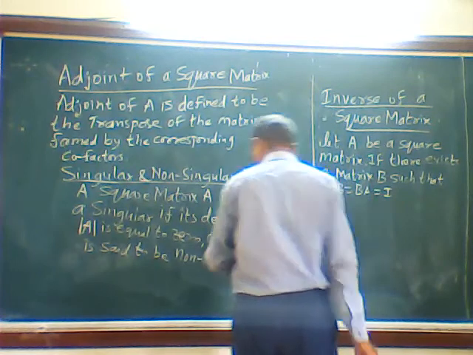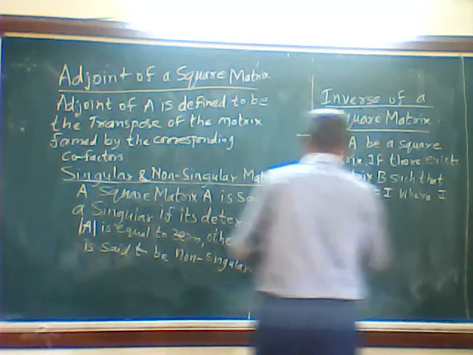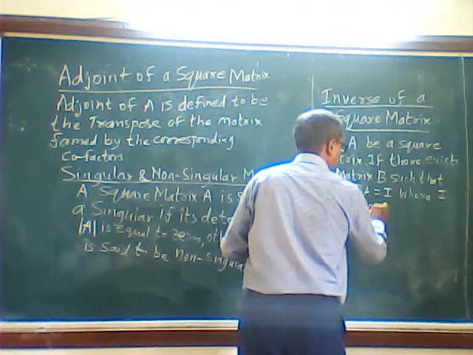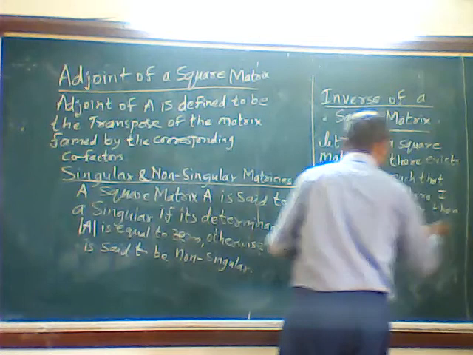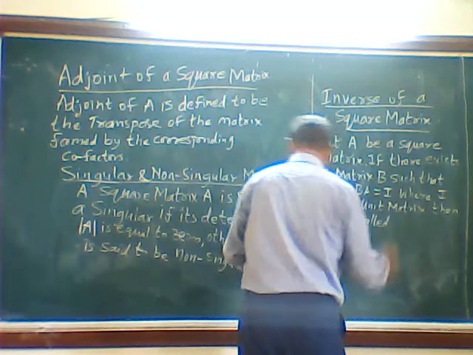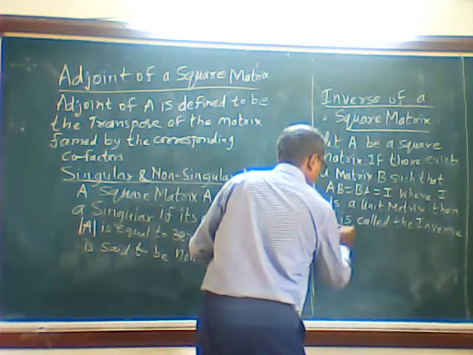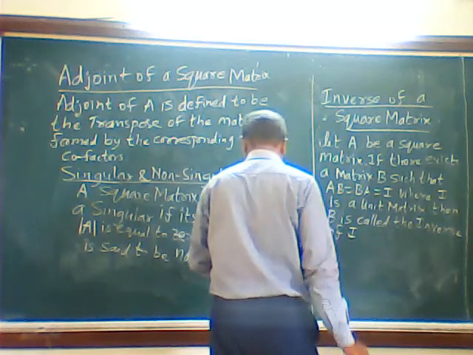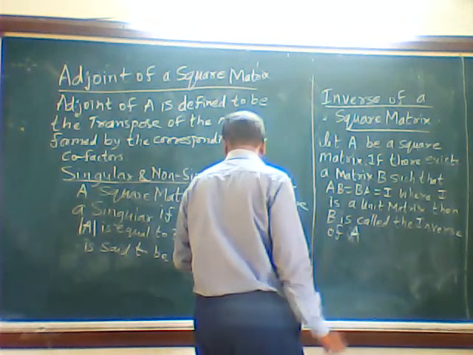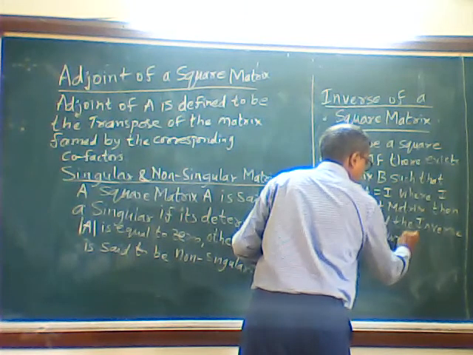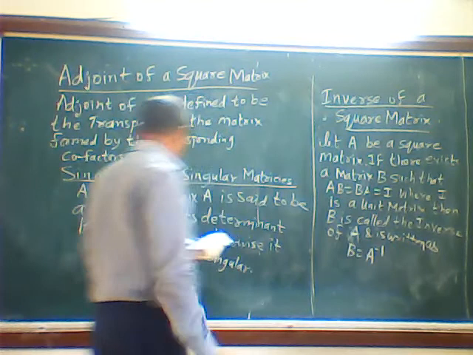BA is equal to I, where I is a unit matrix, then B is called the inverse of A. Then B is called inverse of A and is written as B is equal to A inverse.